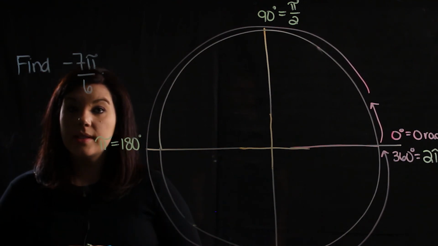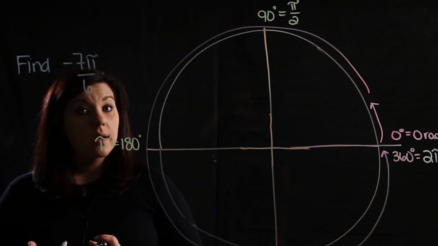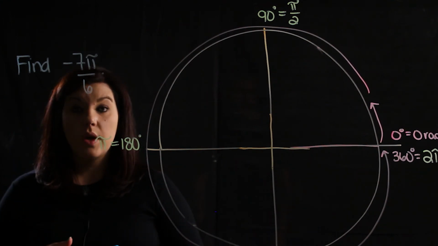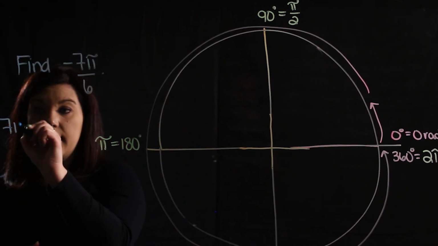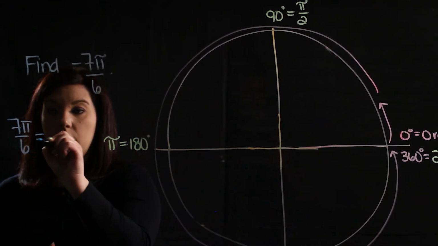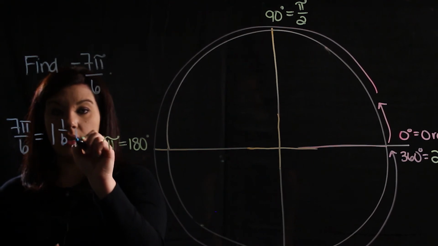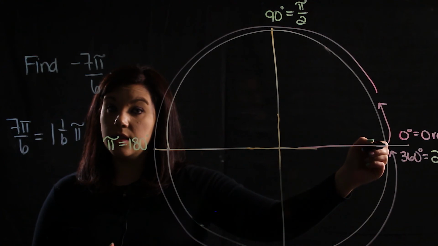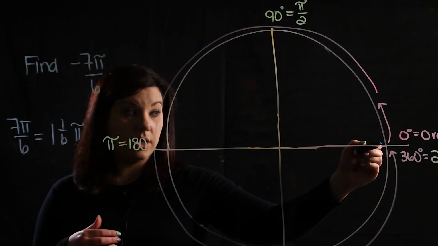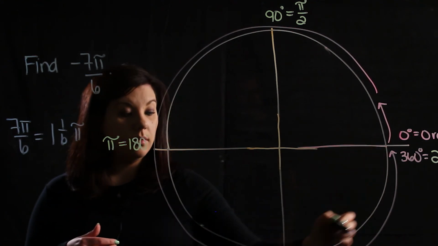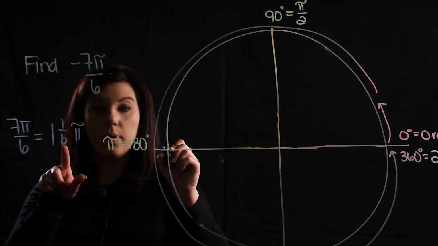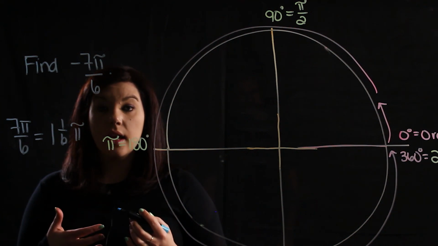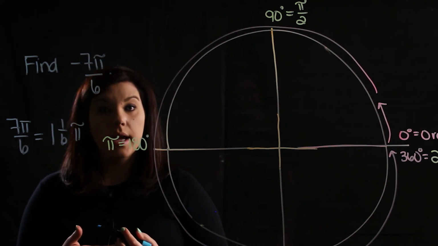So now let's think about our 7 pi over 6. Is that more than 1 pi or less than 1 pi? Well, it's more. So 7 pi over 6 is 1 1/6 pi. So that means I'm going to start at my positive x-axis. I'm moving in a clockwise direction because of the negative. I move 1 pi, and then I want to go 1/6 more. Okay? So we take a second and we think, what would 1/6 of pi be?